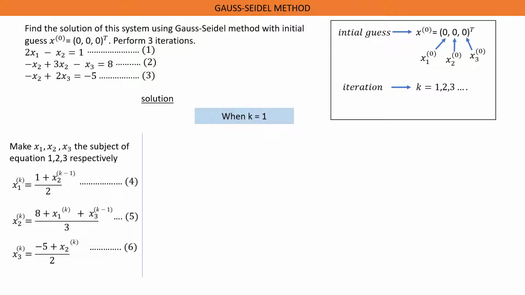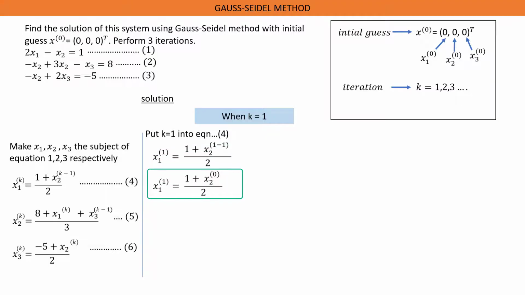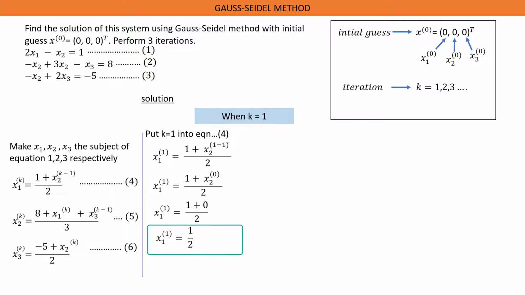So when K is equal to 1, wherever we see K in equations 4, 5, and 6, we will put 1 there. Now starting from equation 4, put K equals 1 into equation 4. This will give us this equation. Solving this will give us this equation over here. The initial guess value of S2 is 0, so replace that with 0. And this will give us S1 iteration 1 equals 1 plus 0 all over 2. This will further give us S1 iteration 1 equals 1 over 2.